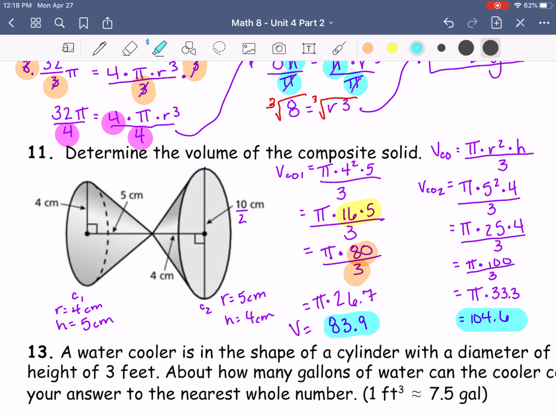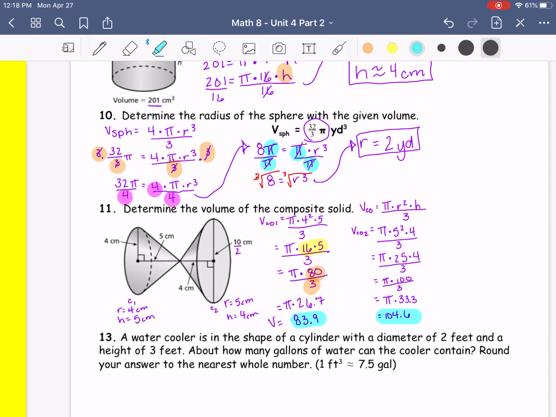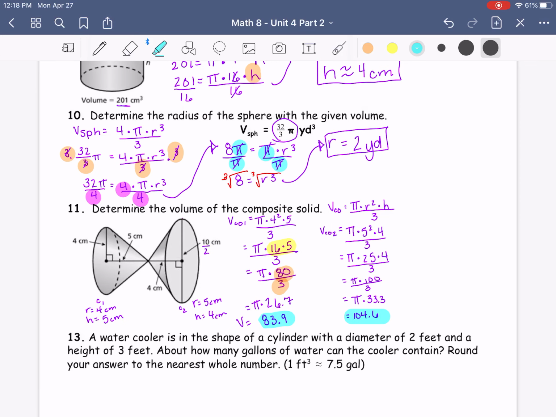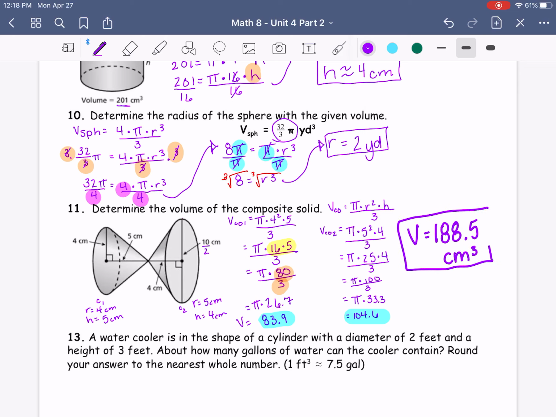So I've used a lot of space. Oh no, there's still plenty of room. So my total volume is 188.5, and then my label is centimeters cubed. Just don't forget the piece of adding those two together.